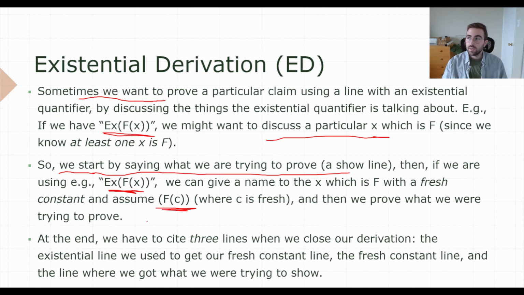And then at the end, this is the difference from the other derivation rules and derivation types we have. At the end, we have to cite 3 lines when we close our derivation. So we have to cite the existential quantifier line we used, which in our case is going to be something like there is some x which is f. We cite that one. And then we cite the fresh constant line, the line where we assumed something about a fresh constant, which in this case would be C is f. And then finally the line where we got what we were trying to show.